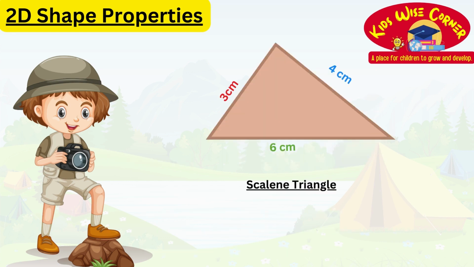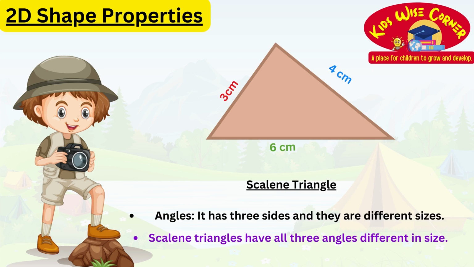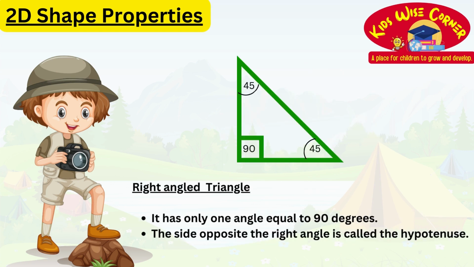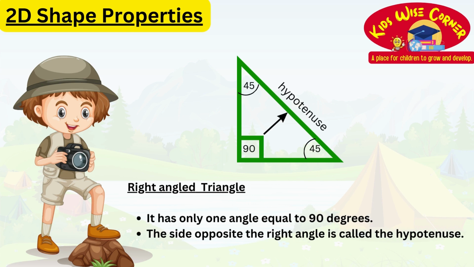The third type of triangle is scalene triangles. Scalene triangles have all 3 angles different in size. As you can see, the first side is 3 centimeters, the second side is measuring 4 centimeters, and the third side is measuring 6 centimeters, so they are all different sizes, making this triangle a scalene triangle. The fourth type is the right angle triangle. A right angle triangle has one angle equal to 90 degrees. The side opposite the right angle is called the hypotenuse.